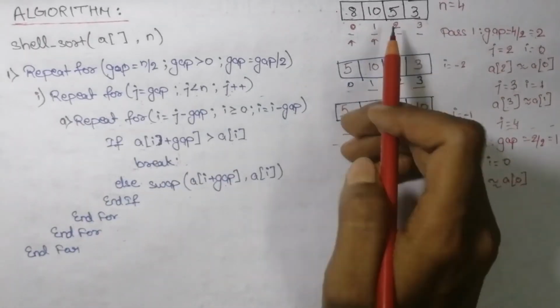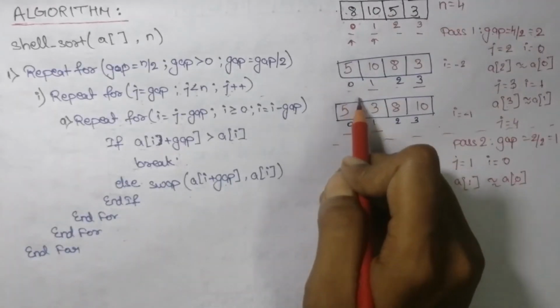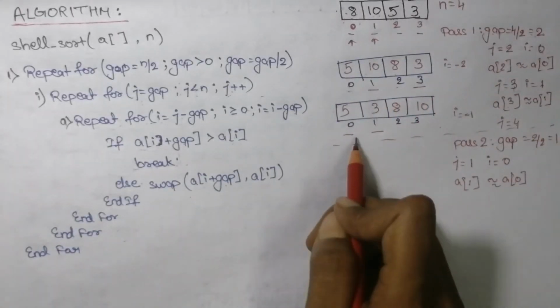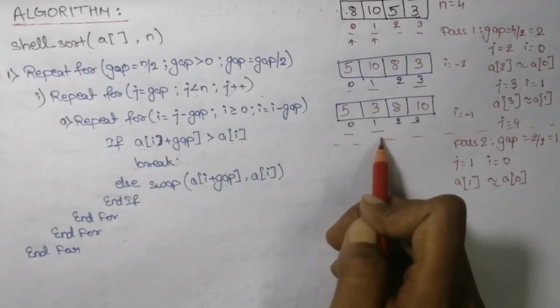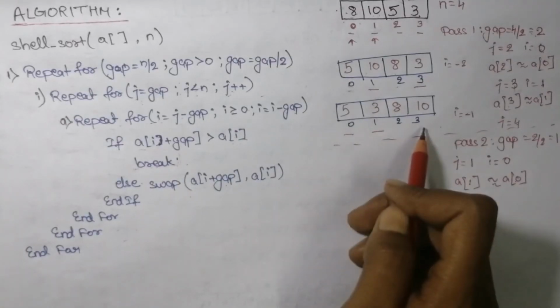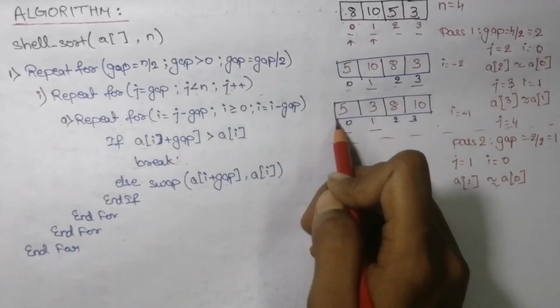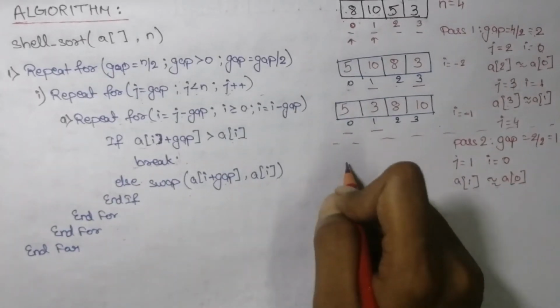See, previously gap was 2, so we needed to compare elements that were 2 indexes apart. Now gap equals 1, so we will compare the adjacent elements, and this will behave like insertion sort. Now we will check, is 3 greater than 5? No. So we will swap the elements.